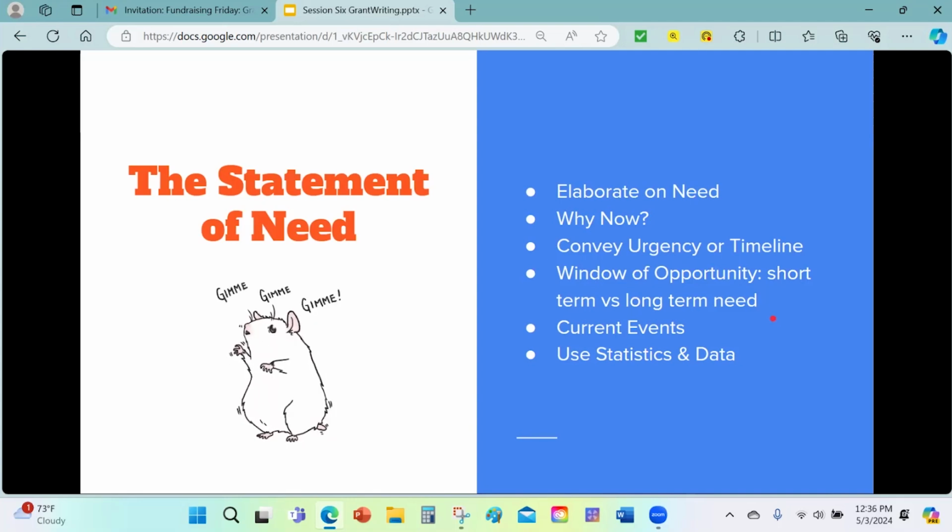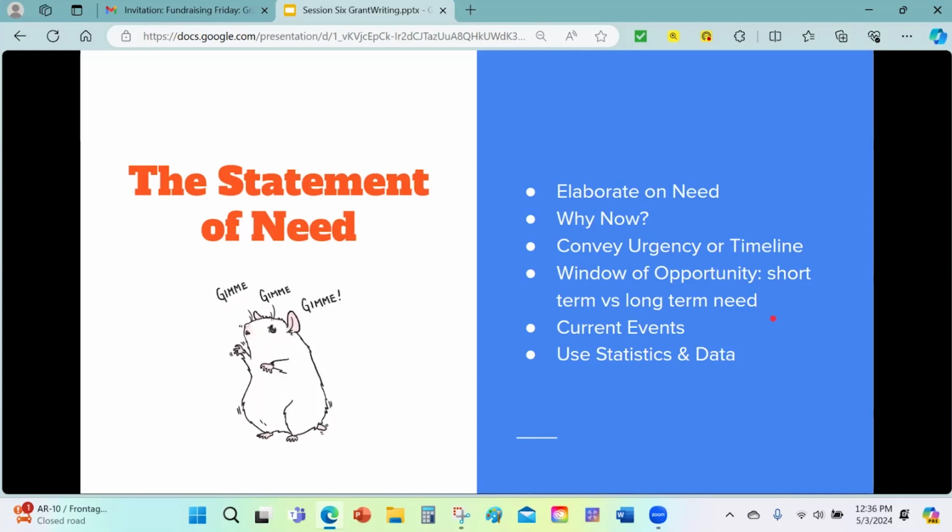So you're going to want to explain why now. Why is there some sort of urgency or timeline for this project now? You want to think of the window of opportunity, short-term versus a long-term need, right? If you have a short-term need for this project, let's say you're trying to capture oral histories and the people are in their late 70s and 80s, that is a short-term need, right? Versus a long-term need that you're doing a project maybe over that's going to be part of your mission for many, many years.